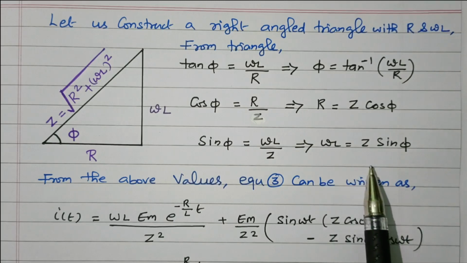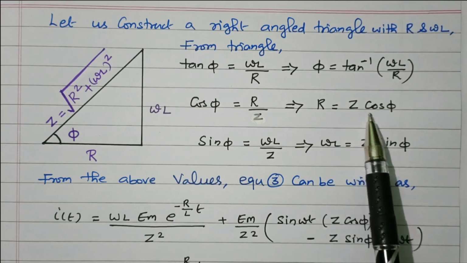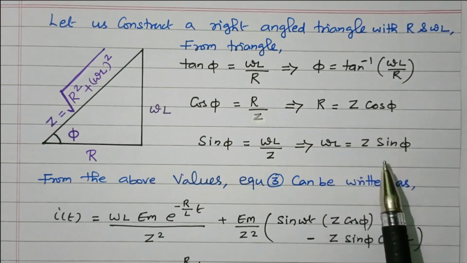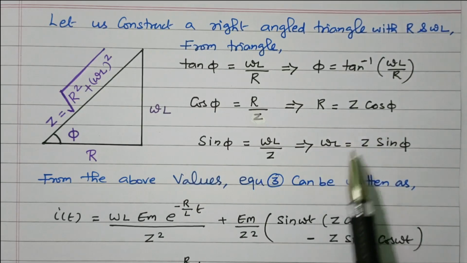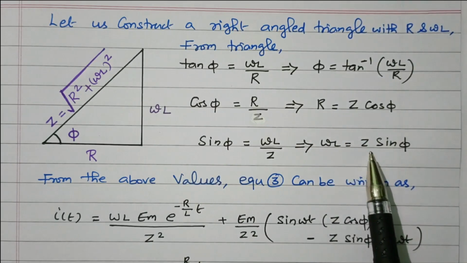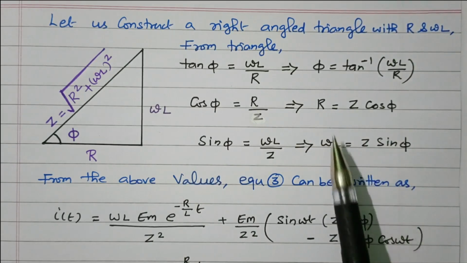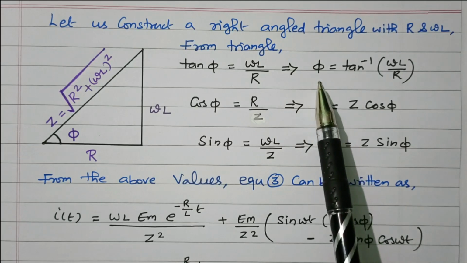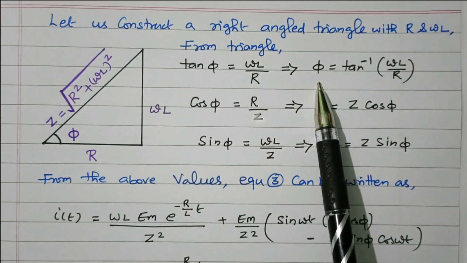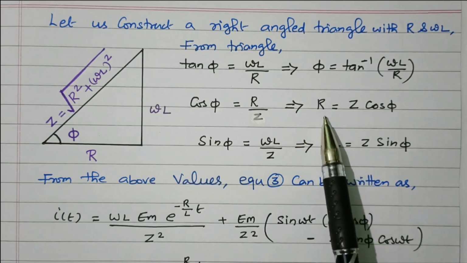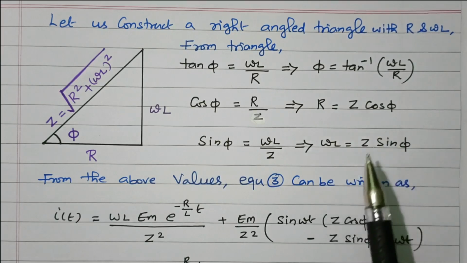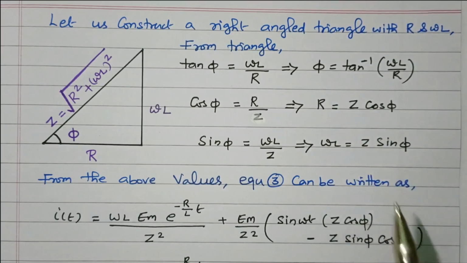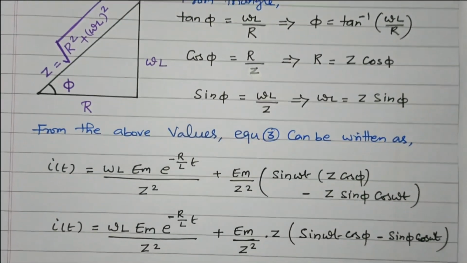So in the previous transient equation, where we got the final expression for i of t, r can be replaced by z cos phi, and similarly omega l replaced by z sin phi. That's why we are calculating these two values. And if needed, we can also find the angle phi. So in the previous equation, we are going to replace r with z cos phi and omega l with z sin phi. Right, now we'll see the further simplification.